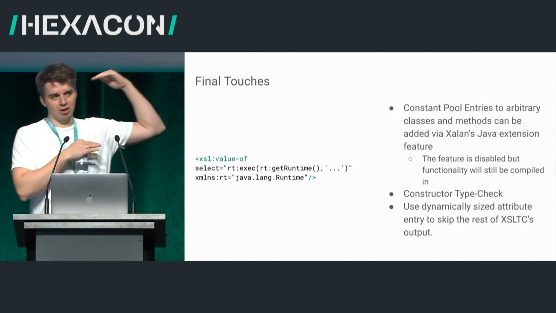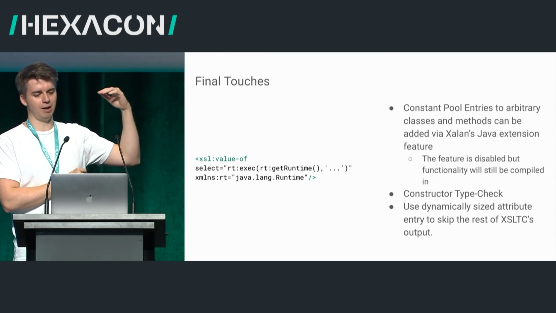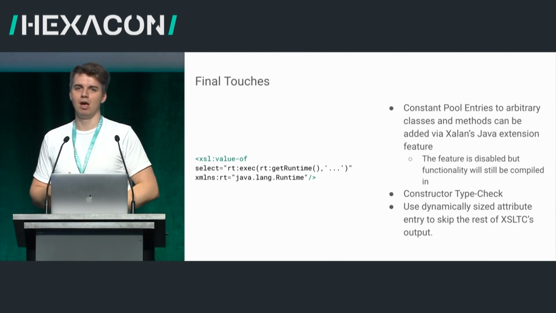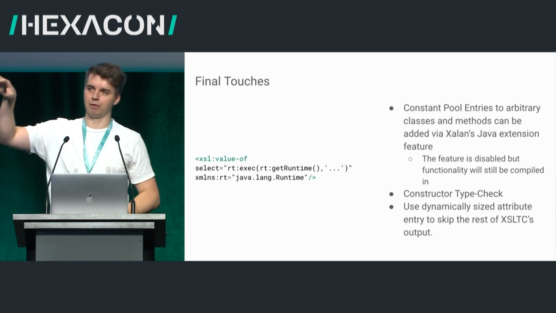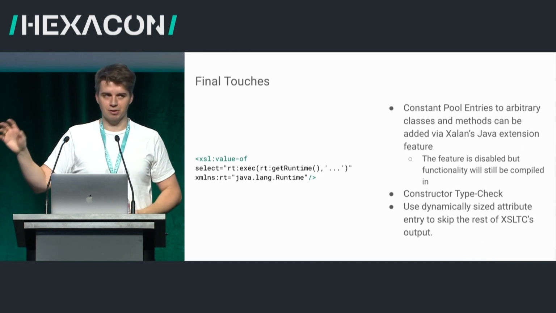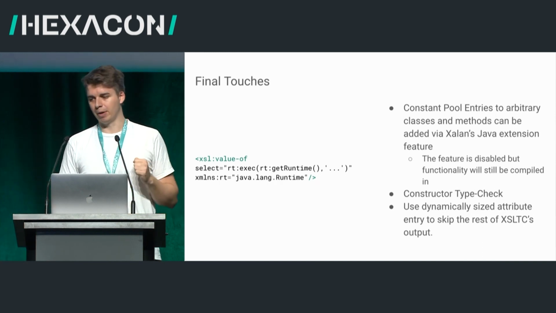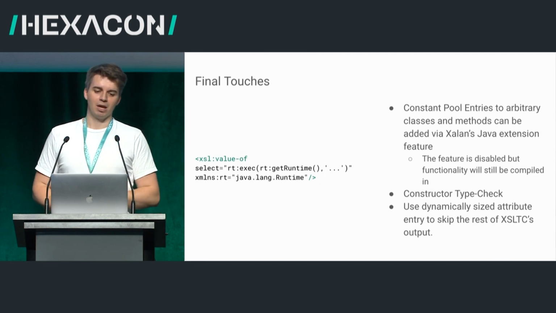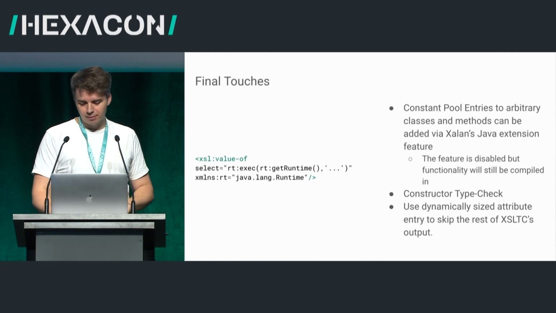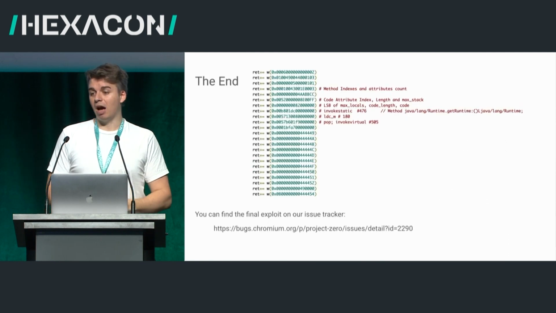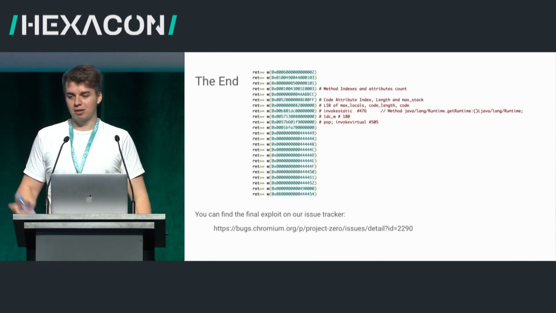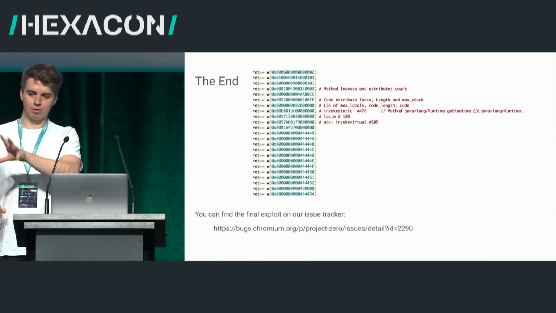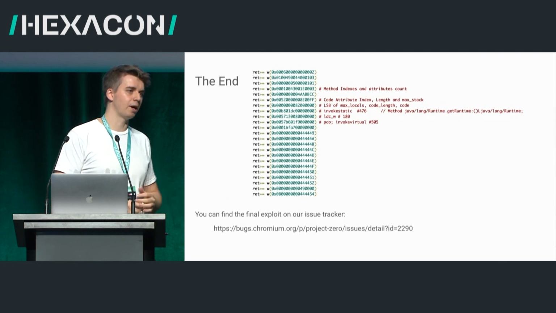And then we have the whole rest of the real XSLTC output, so the normal code that gets generated. But we can just skip over this with one of these dynamically sized attributes that you saw in the file header. So you just need to make sure there's no garbage at the end of the class file, otherwise the JVM will complain. So that's pretty much it. This is a snippet of the exploit where you can see basically you write doubles to do all of the stuff, and then you get your bytecode.